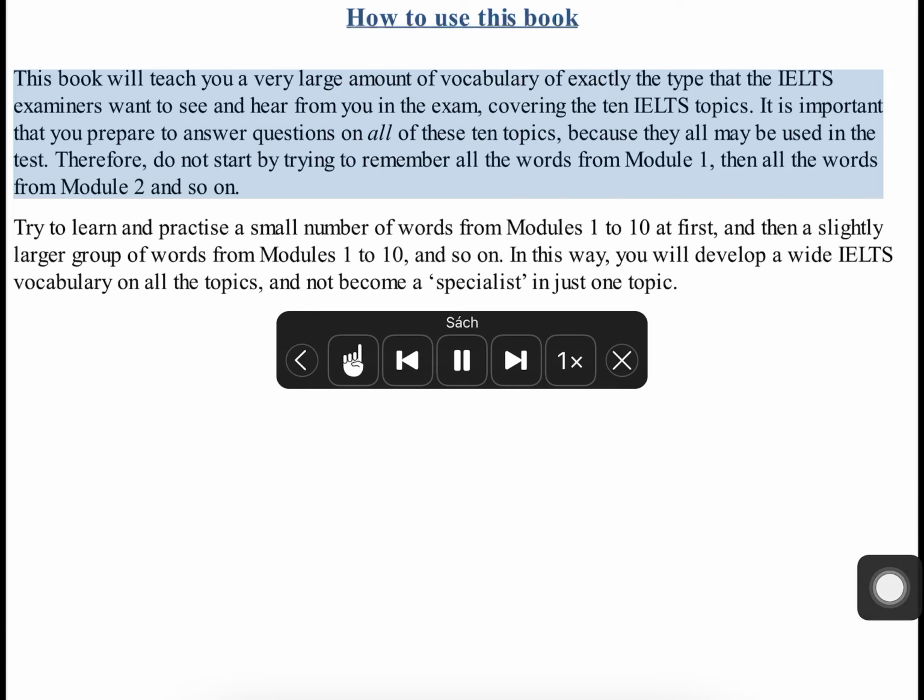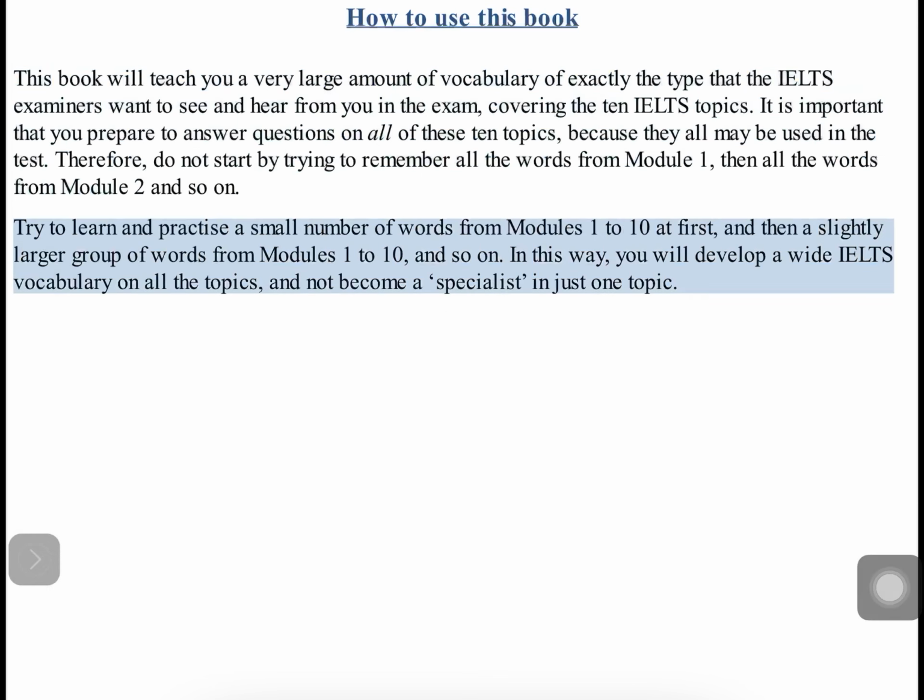It is important that you prepare to answer questions on all of these 10 topics, because they all may be used in the test. Therefore, do not start by trying to remember all the words from Module 1, then all the words from Module 2, and so on. Try to learn and practice a small number of words from Modules 1 to 10 at first, and then a slightly larger group of words from Modules 1 to 10, and so on. In this way, you will develop a wide IELTS vocabulary on all the topics, and not become a specialist in just one topic.